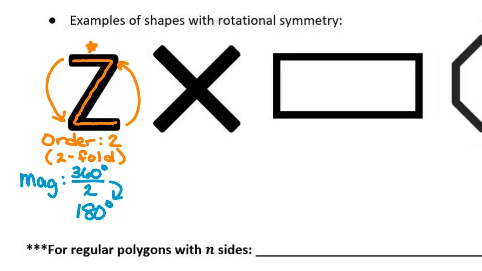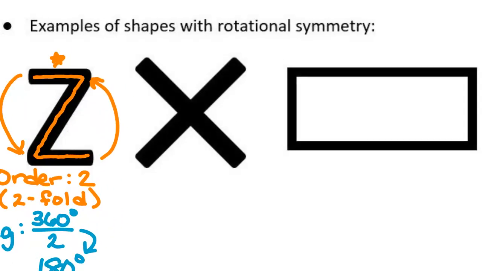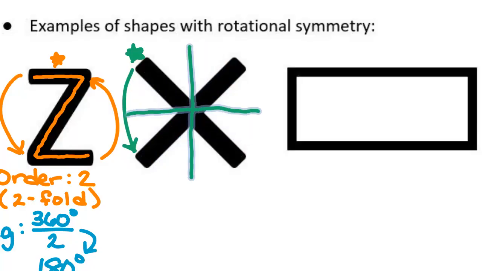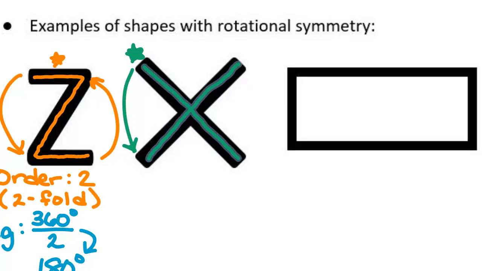All right, what about this X shape? Do I have any rotational symmetry with this X shape? Let's say I'm going to take this corner right here as my starting location. As I twist this direction, it's going to land on top of itself when I get right here. In fact, let's investigate this. I'm going to trace on top, and I'm going to rotate. Landed on top of itself right there. So that's a quarter of the way around.